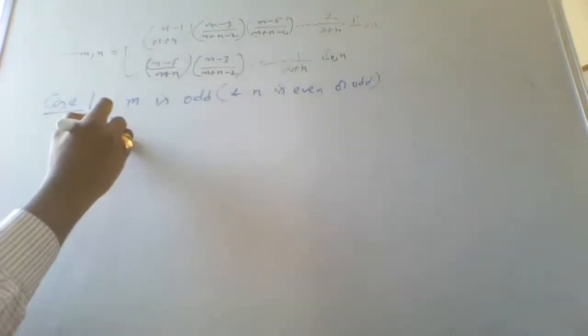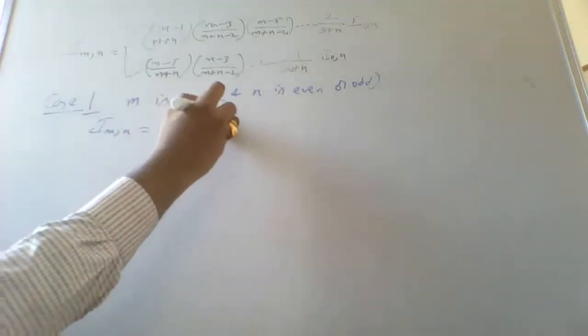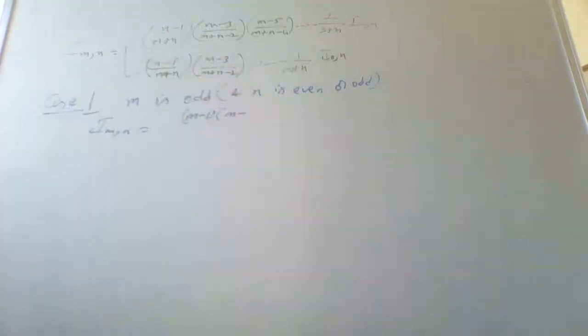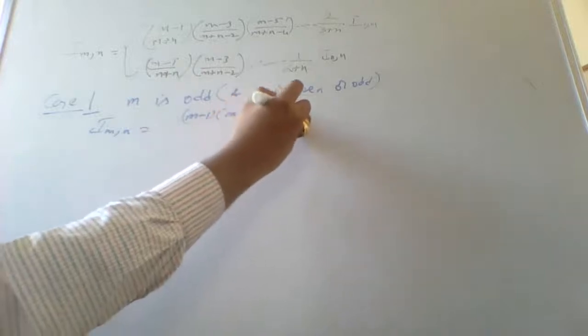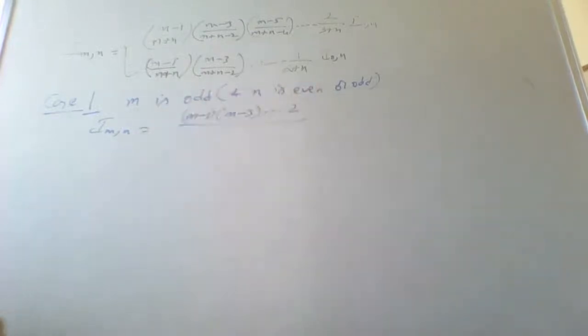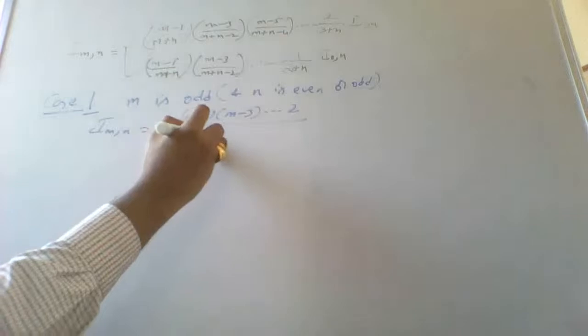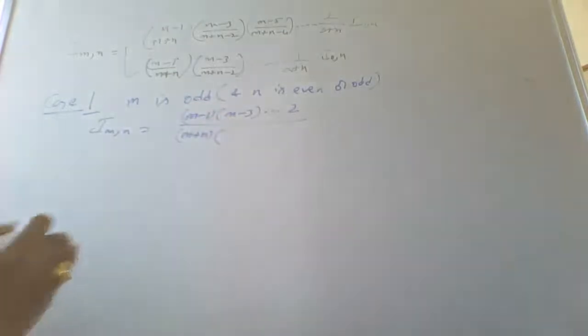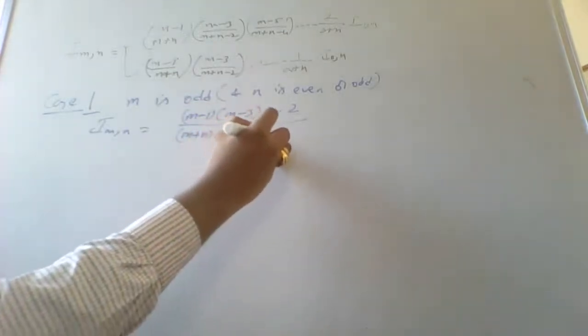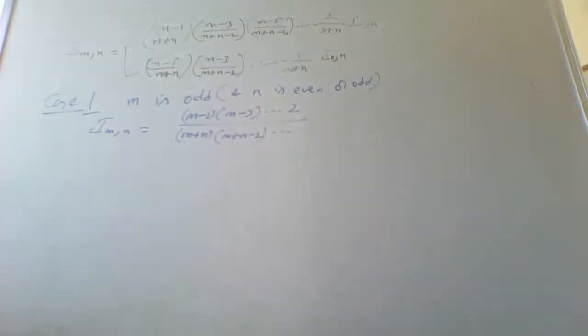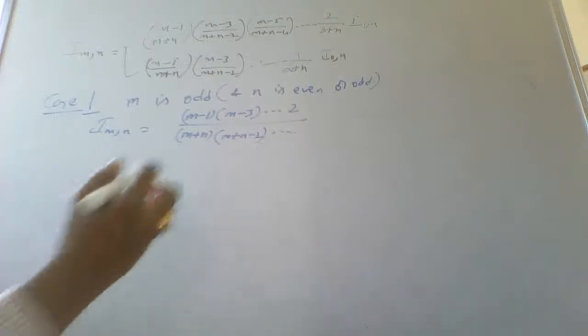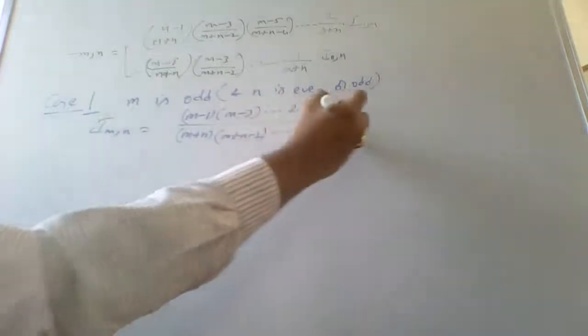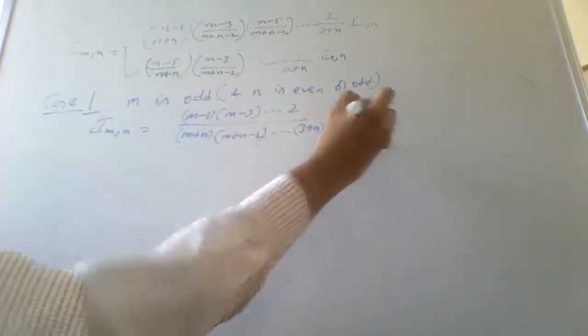So let us write that I(m, n) would be (m minus 1)(m minus 3) into 2 divided by (m plus n)(m plus n minus 2), and so on. You have, and we'll have 3 plus n here into 1 by (n plus 1). Correct?